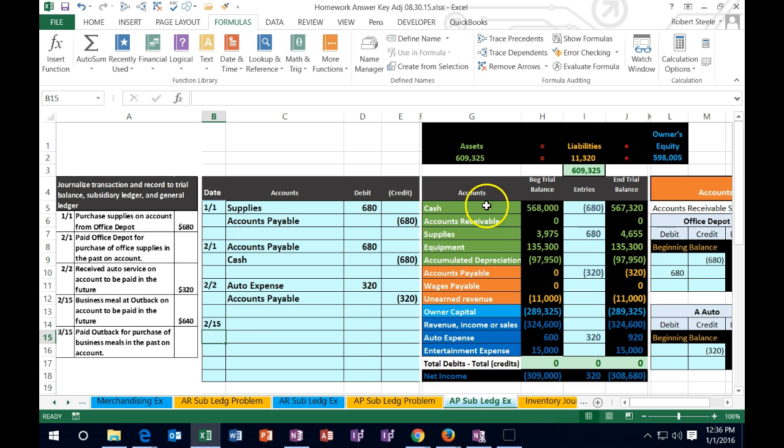So is cash affected? No, we bought it on account. We're going to pay it in the future. Therefore, we have an IOU. The IOU account when we owe someone else money is called accounts payable. But again, it's a liability account.